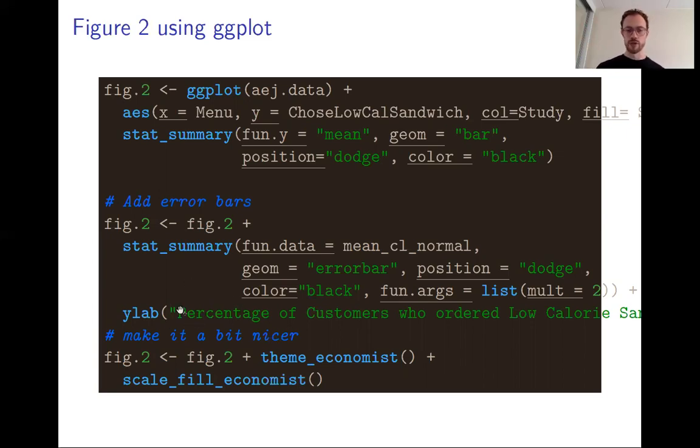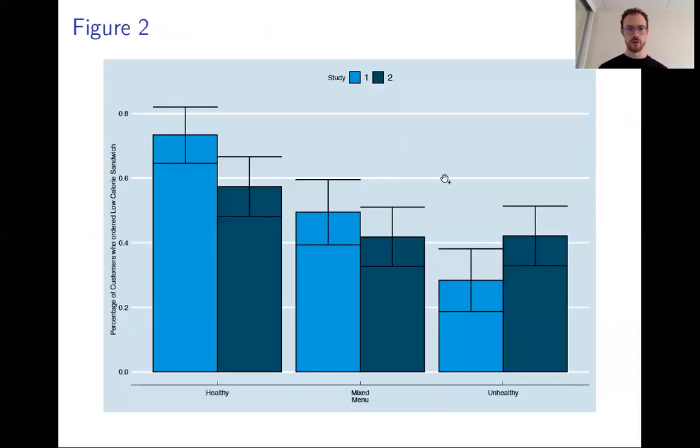And then I also changed the y label to be percentage of customers who ordered a low-calorie sandwich. And finally, I make it look a little bit nicer by adding the theme Economist and adding the color fill from the Economist article. This is how it looks.